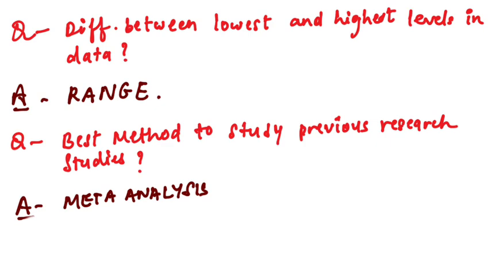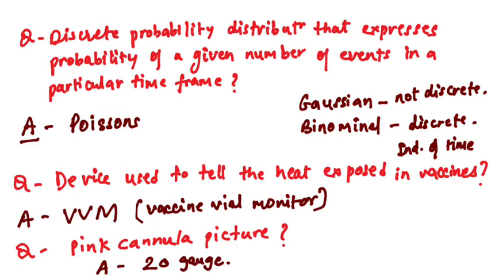So the first question, difference between the lowest and the highest levels in the data. What is the answer? Answer is range. Now best method to study previous research studies. So it is very easy. Answer is meta analysis.